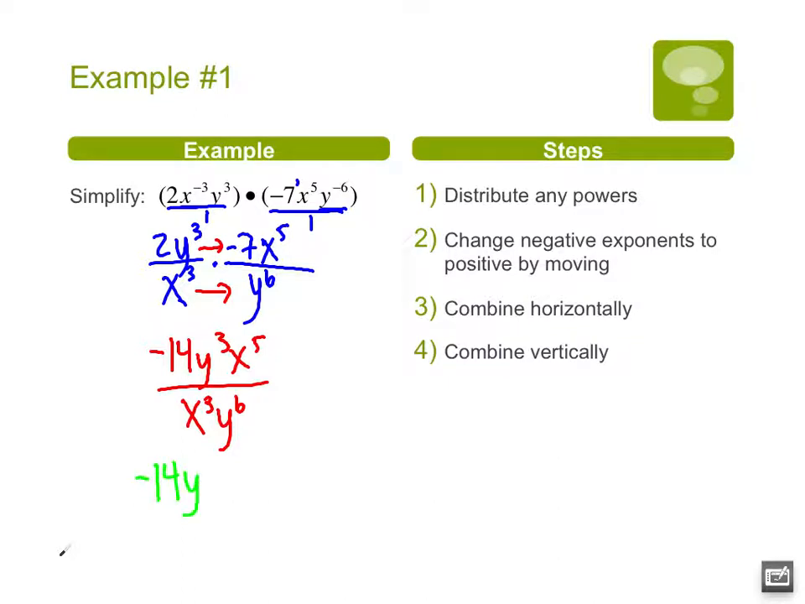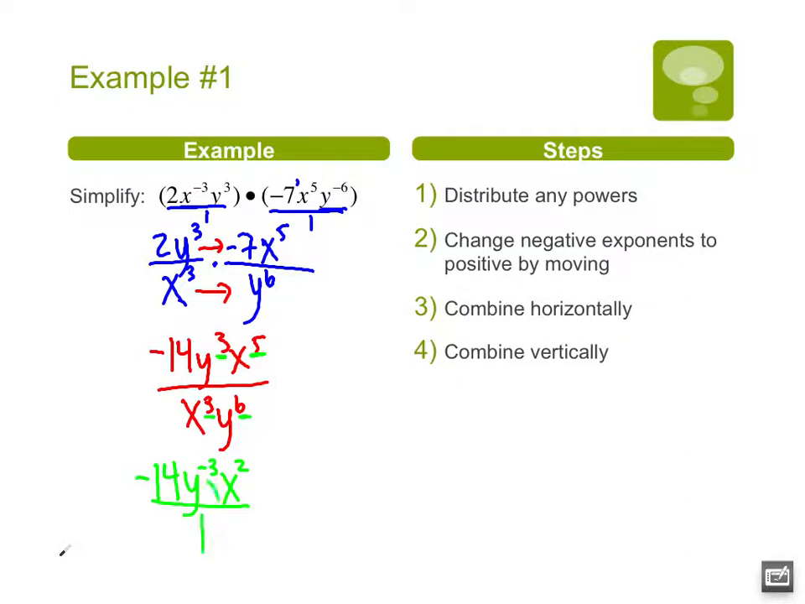Remember that we want to subtract exponents when we have a quotient. So 3 subtract 6 is negative 3. 5 subtract 3 is 2. Remember how I said before, we're not allowed to leave those negative exponents. So our last step is to make that negative exponent a positive one.